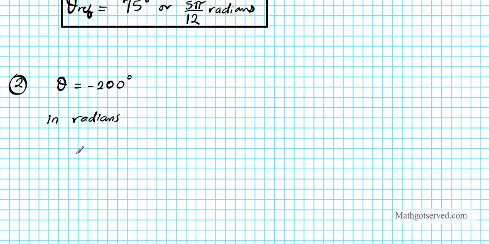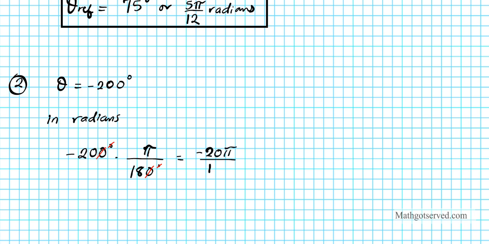So we have negative 200 degrees. Now we're going to multiply it by, since there's a degree on top, I'll put 180 degrees on the bottom and pi on the top. Alright, so the degrees cancel out. We can also divide the zeros. Okay, and now we have negative 20 pi over 18.